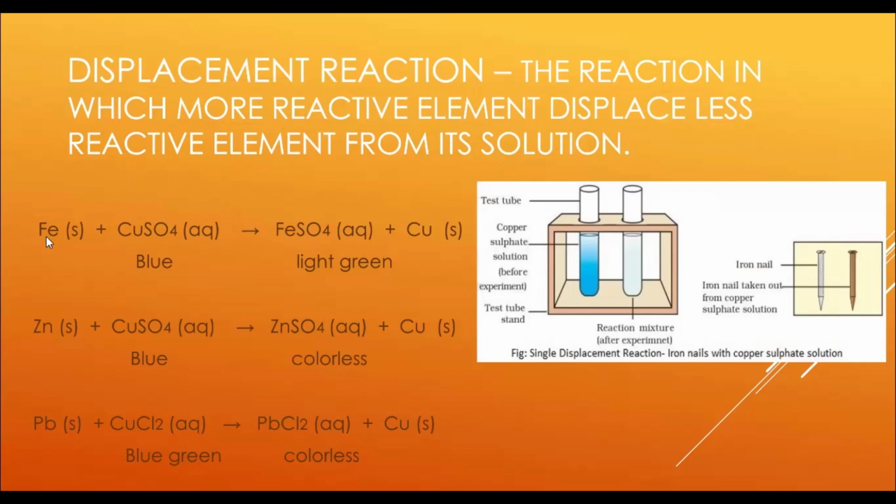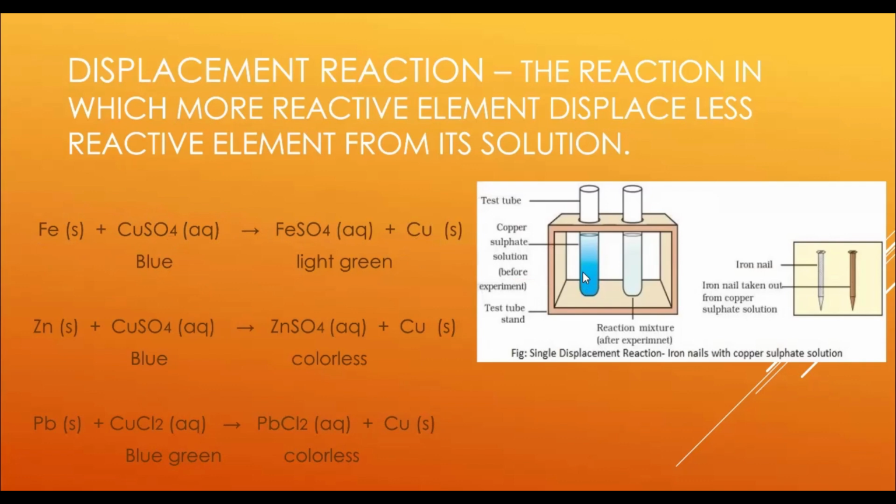Here is the reaction of iron with copper sulfate. Iron nails are dipped in a copper sulfate solution that is blue in color, and as iron is more reactive than copper, iron displaces copper from its solution, and iron sulfate is formed, and the copper gets displaced.